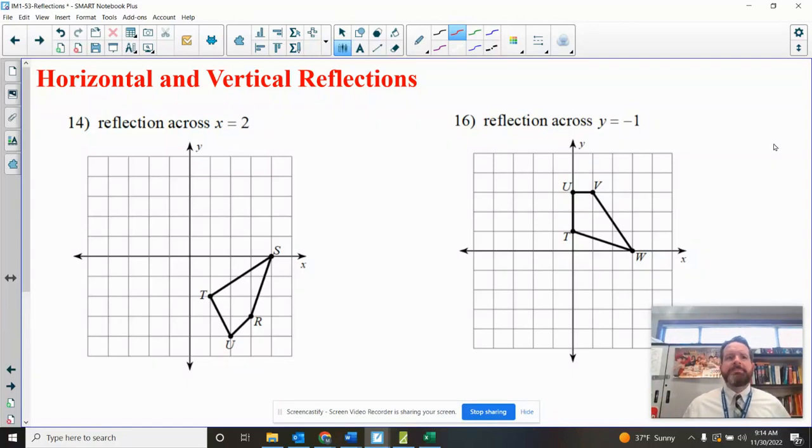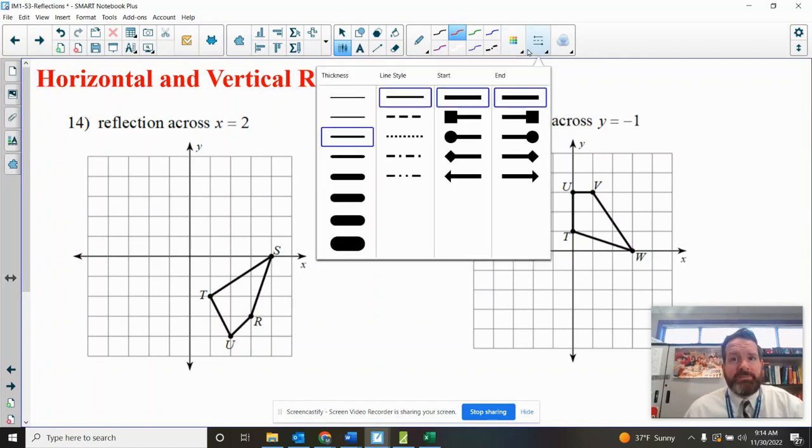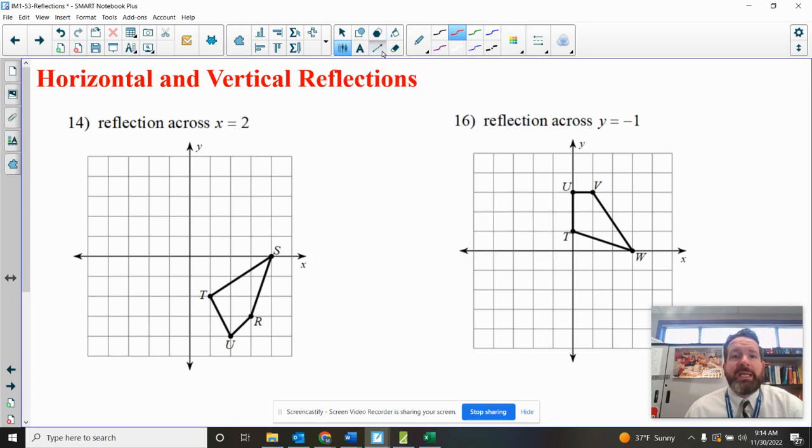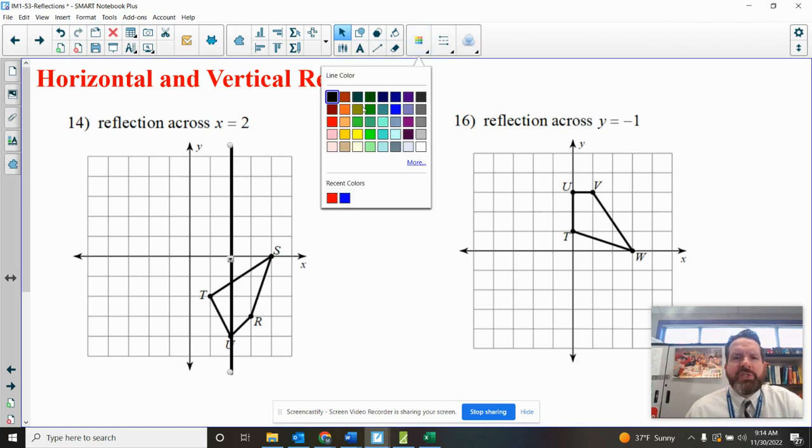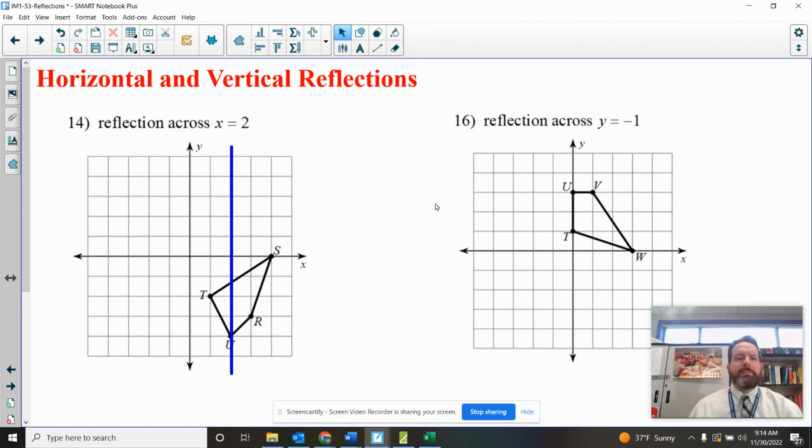Let's do some reflections. First step is always to put in your line of reflection. So use a straight edge at the edge of a book or the edge of a pencil. I'm going to use my line maker and put in my line of reflection. X equals 2. This is where you need to know that x equals 2 is a vertical line through 2 on the x-axis. Just to make it easier to see, I'm going to change the color here. All right, so that blue line is my line of reflection.